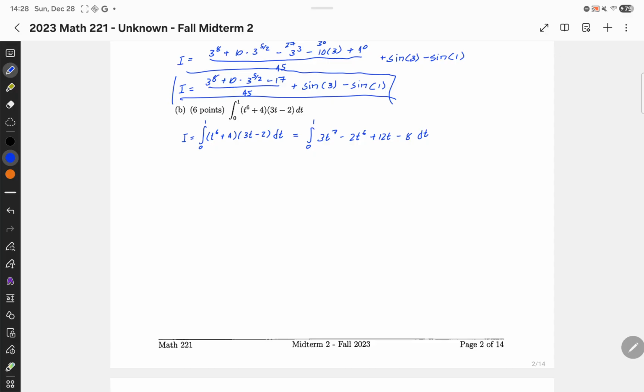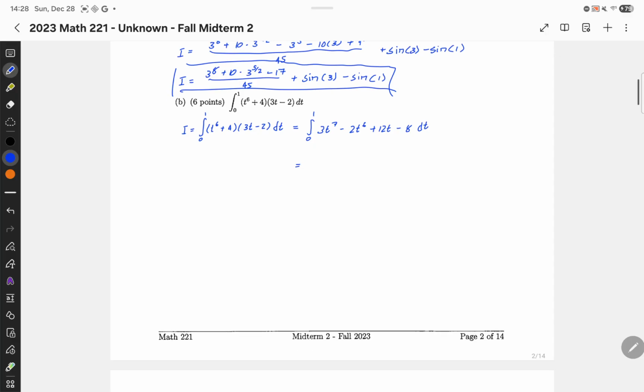And now for this, we're just going to use the power rule. So we'll have that this is going to be equal to, we'll factor out a 3, and then the integral of t to the 7th, that's going to be 1/8 t to the 8th, minus 2 times 1/7 t to the 7th, plus 12 times 1/2 t squared, minus 8t. And of course, you could be simplifying these immediately if you want. I'm just writing it out, so it's hopefully a tiny bit more clear.